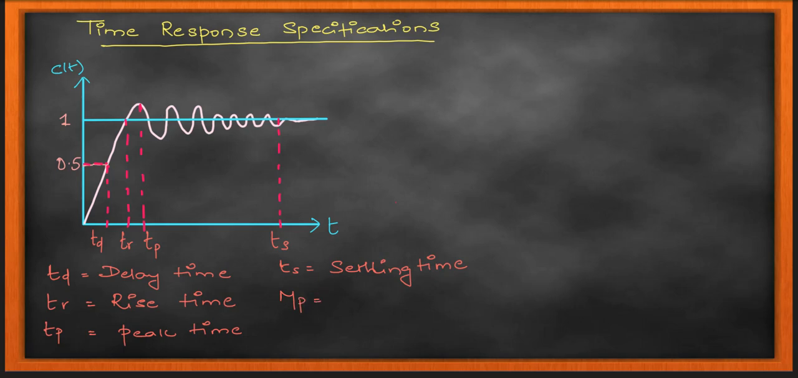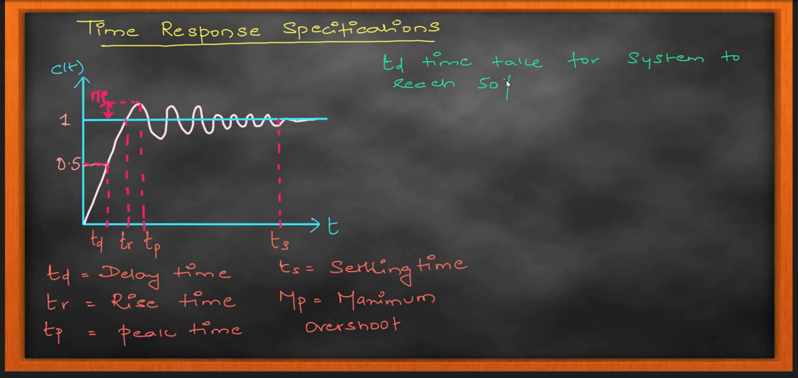So what are they? Delay time, rise time, peak time, settling time, and peak overshoot. So what are these? My TD, the delay time, is the time taken for a system to reach 50% of its maximum output. Let's take an ideal system, where our maximum output is 1. The time it takes to reach 50% of that value is your delay time.